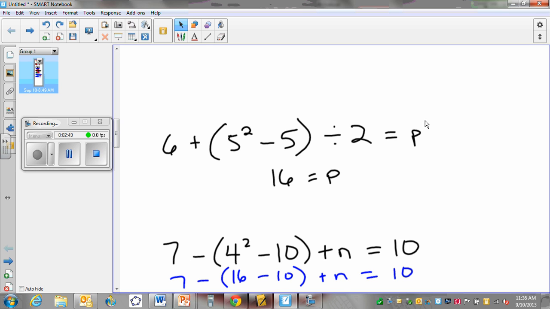When you see the answer as the variable by itself, all we're doing is exactly what we've been doing. Order of operations. We solve this and we get 16 equals p. Or if this was not there, you would put a 16 here. But since they have the variable, 16 equals p.